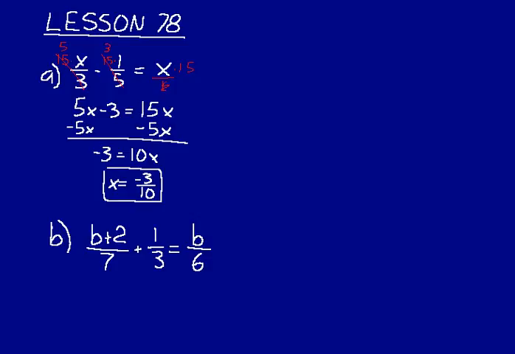Let's do another one. (b plus 2) over 7 plus 1/3 equals b over 6. Let's go ahead and put that sum in parentheses there. And our first step will be to get rid of the fractions. We do that by finding the least common multiple of the denominators. So look at those denominators, 7, 3, and 6. We'd have to multiply 7 times 3 times 2. That would be 42. That's our common denominator. So we multiply every term by 42.